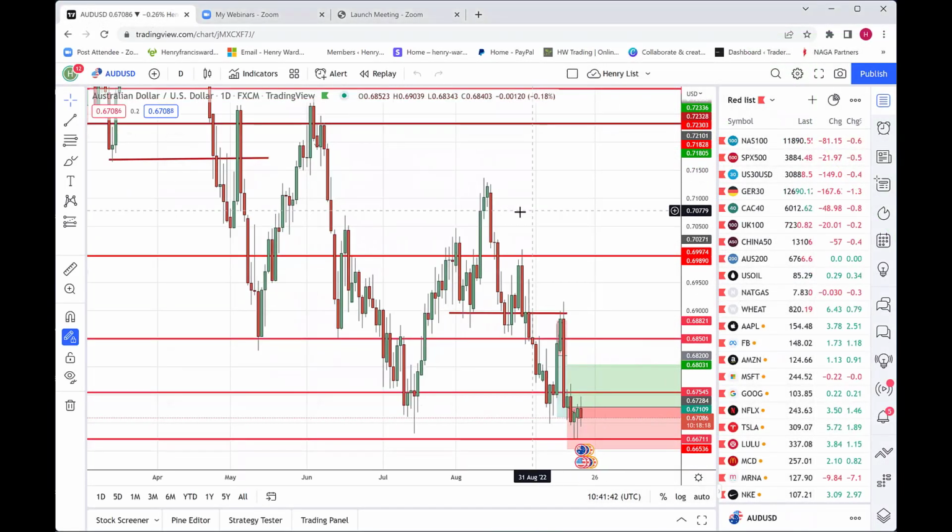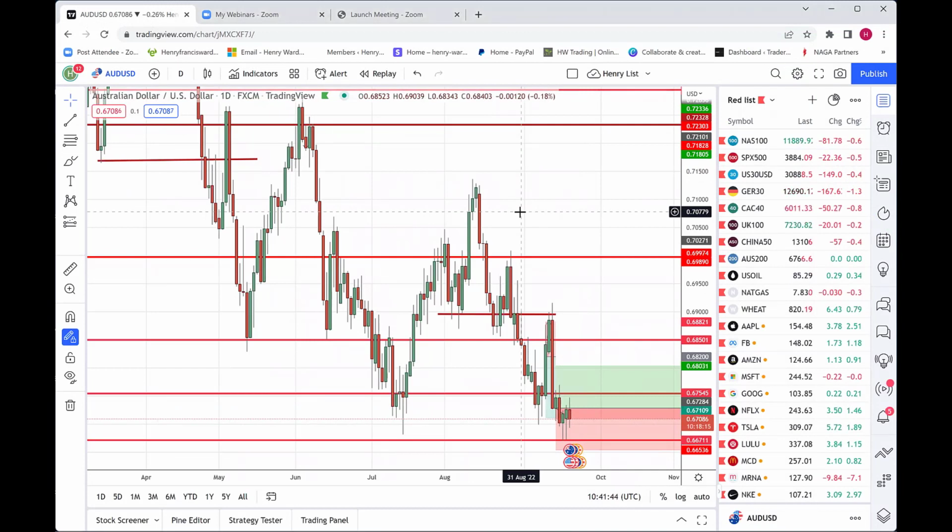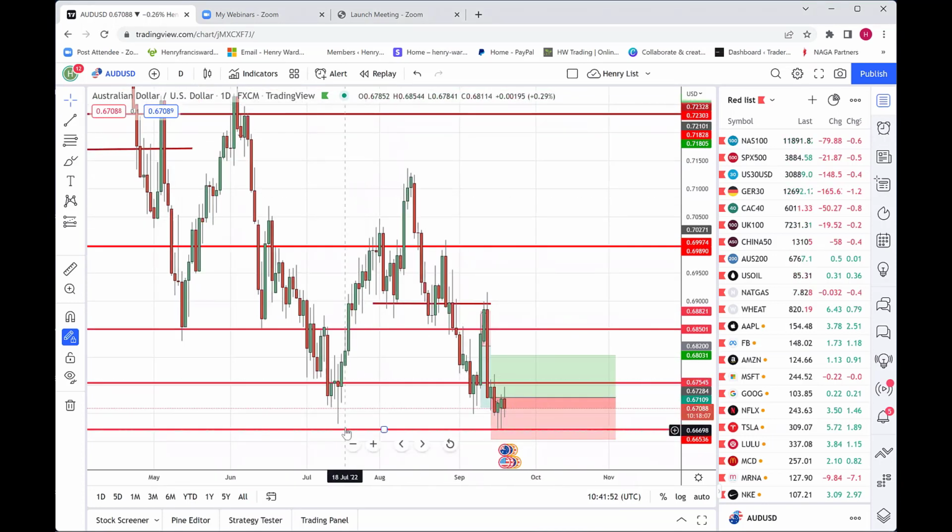Just looking at a few trades that we were looking at over the weekend. So we were talking about Aussie US dollar. We were looking at this as a double bottom. So we have this low and we have this low here. We're looking at this as a place where we potentially are going to see a rejection. So we have a bounce there, and then we have a bounce here.